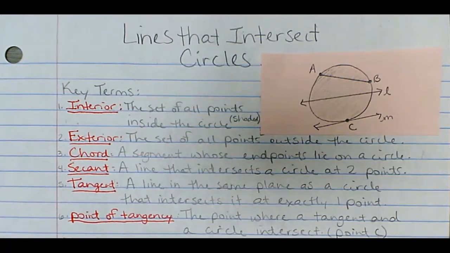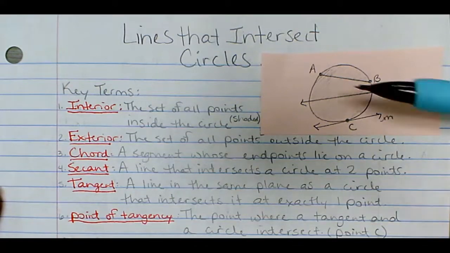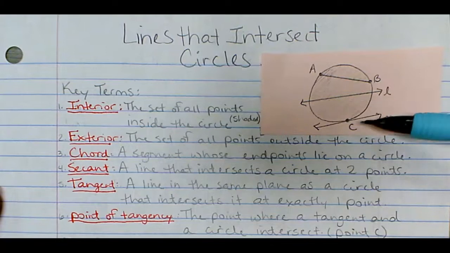So here's our diagram, and our key terms are off to the side, and I'm going to talk about them as you copy them. Feel free to pause the video as you need to copy the key terms if I'm writing faster than you read. So number one, we need to talk about the interior of a circle. The interior of a circle is the set of all points inside the circle. So all this shaded stuff that you just did, that's all in the interior.